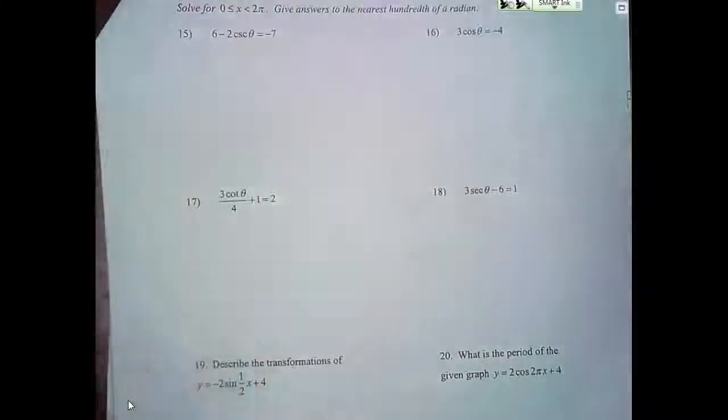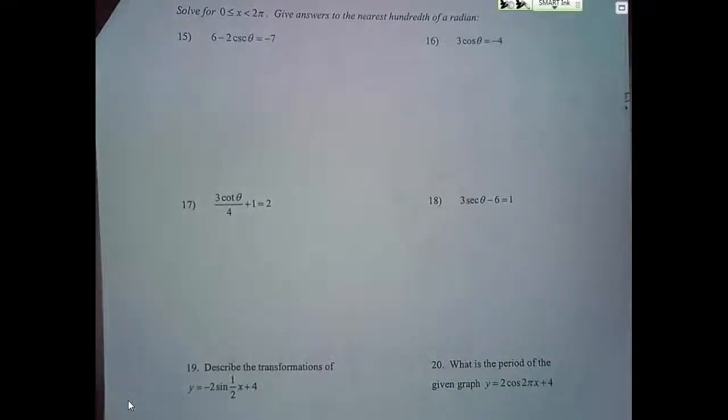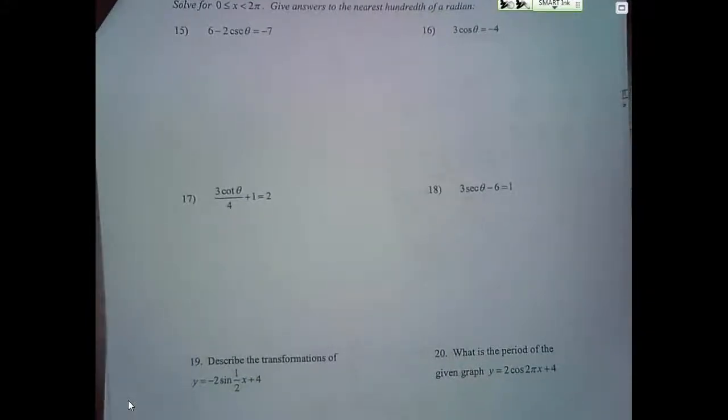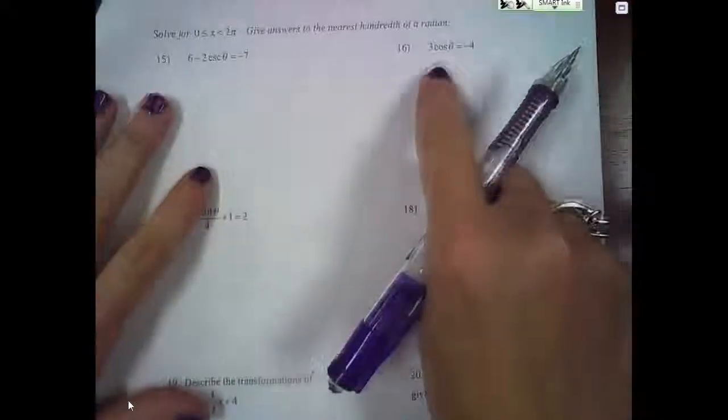Okay, let's move on to this page. Why don't we look at 16?